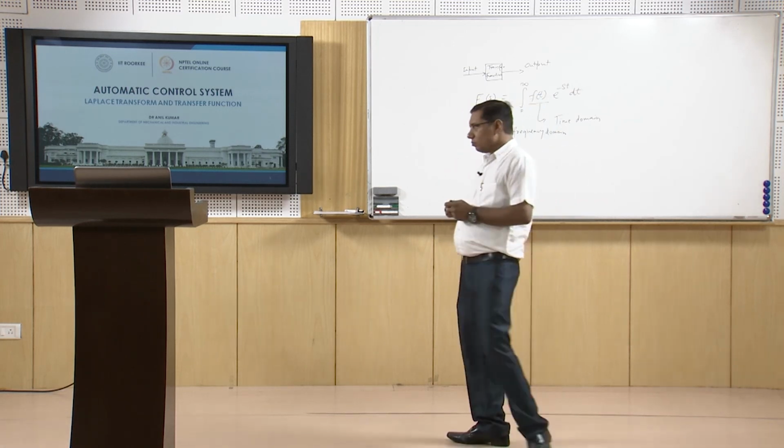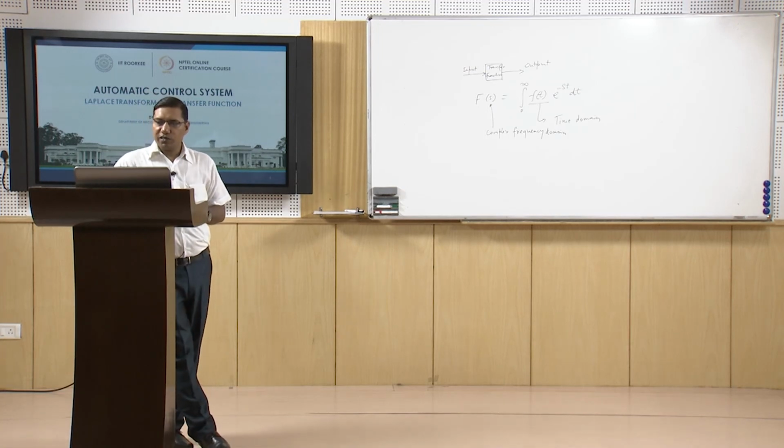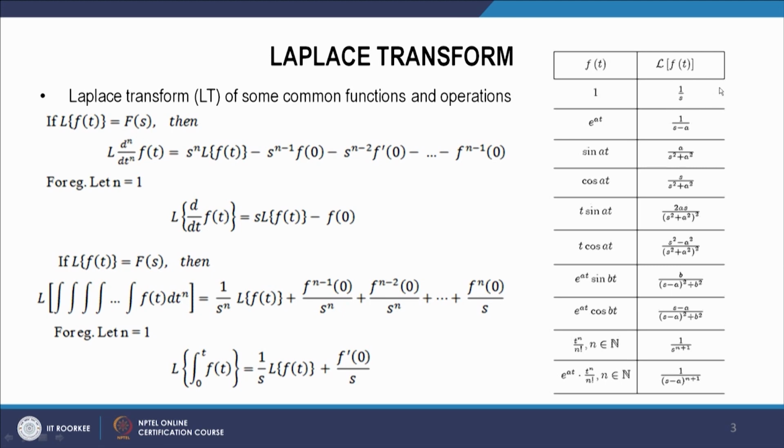So for example, we have the Laplace transform of a unity function 1 is 1 by s. The Laplace transform of exponential function e^(at) is 1 by s minus a, and Laplace transform of sine function sin at is a by s square plus a square. Laplace transform of cos at is s upon s square plus a square, and here the Laplace transform of t sin at is 2as upon (s square plus a square) whole square. Laplace transform of t cos at is (s square minus a square) upon (s square plus a square) whole square.